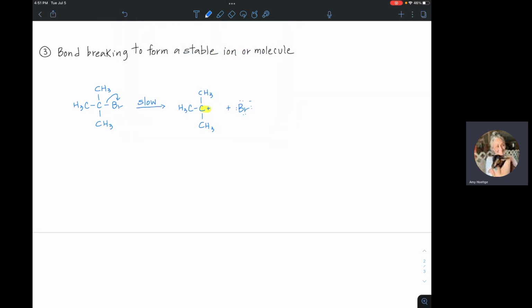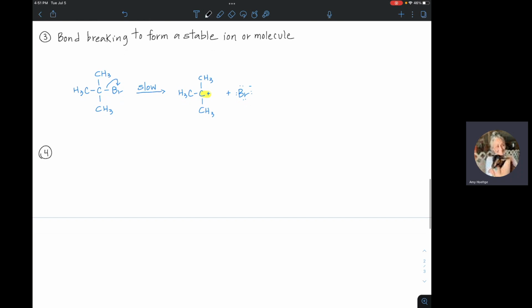So tertiary carbocations are more stable than secondary. Secondary are more stable than primary, and primary are wildly more stable than methyl. Methyl carbocations are so ridiculously reactive that they generally don't form. This will be important for us to remember as we work through the course. Tertiary carbocations are the most stable.